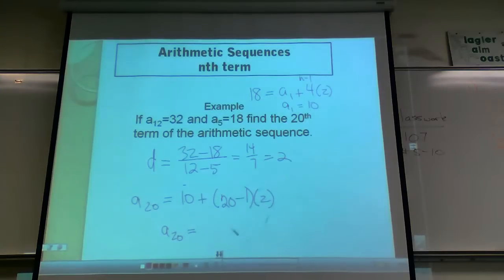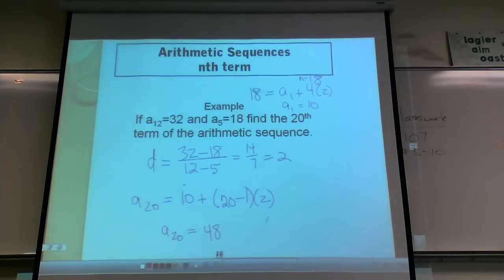So right, this will be what, 48? Is that right? Is that correct? Yes. 19 times 2, 38 plus 10, yes, 48. Yeah, 4 times 2 is 8. 18 minus 8 is 10.